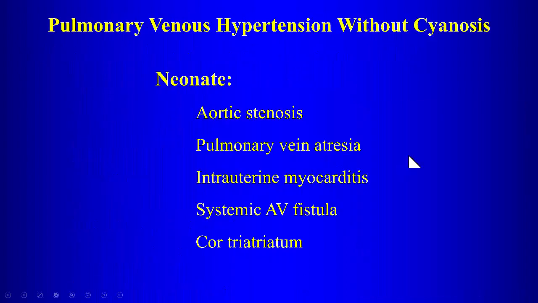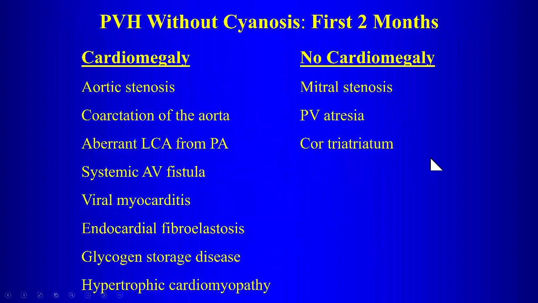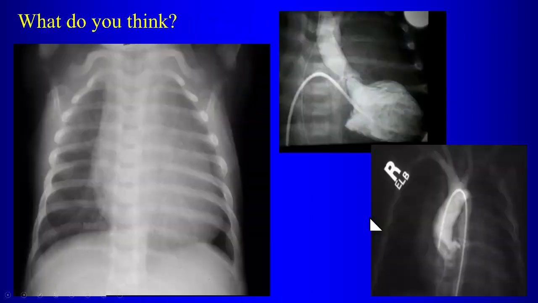And then I've also given you these differentials for neonates, pulmonary venous hypertension without cyanosis, some of the things to consider in neonates that might have that. And then if we have pulmonary venous hypertension without cyanosis in the first 2 months, with cardiomegaly, without cardiomegaly, some of the things that might be considered in the differential diagnosis, so here are some lists for that.